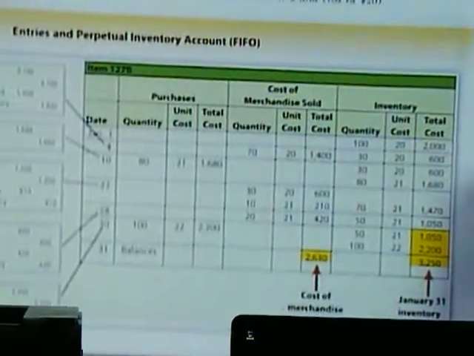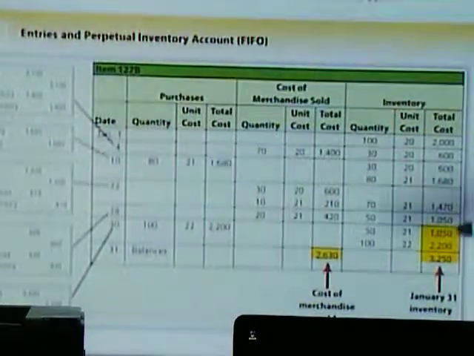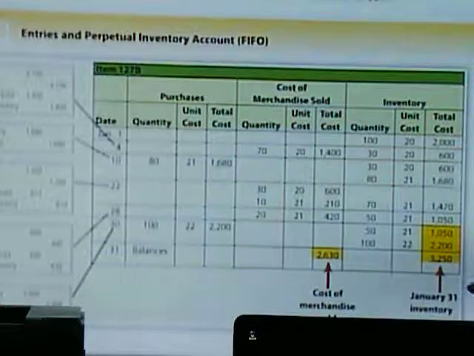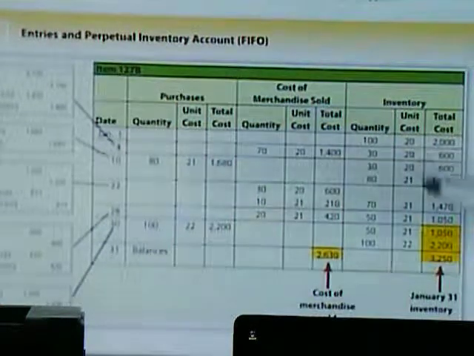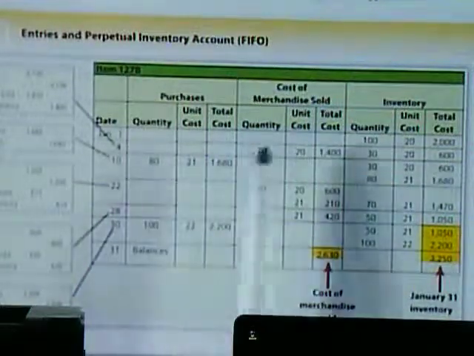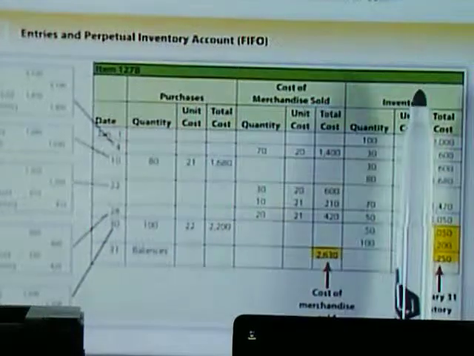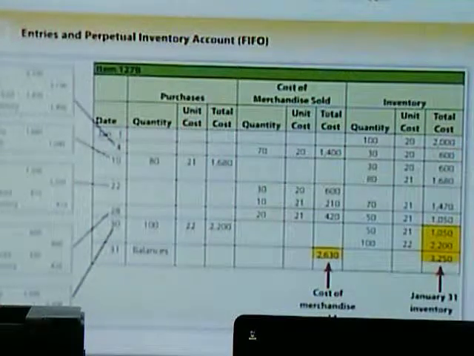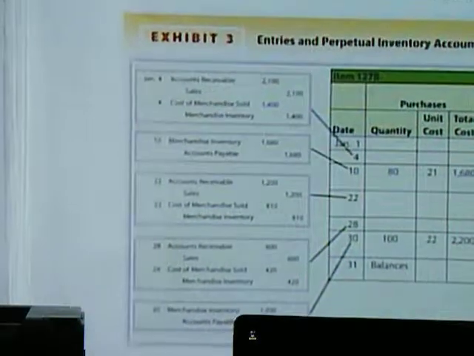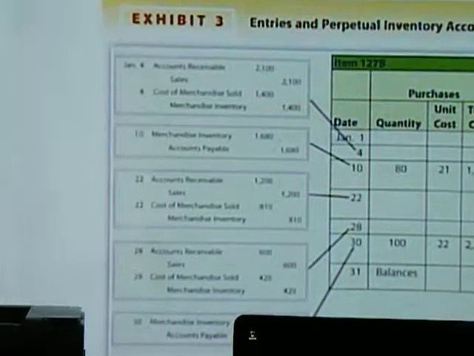On page 316, this is the formal grid of how we record our inventory under a perpetual system. Every time we do a transaction, we're going to record whether it was a purchase, whether we sold it, or whatever our inventory is at the time. And we want to make sure that we capture the cost of goods sold as well as the ending inventory.